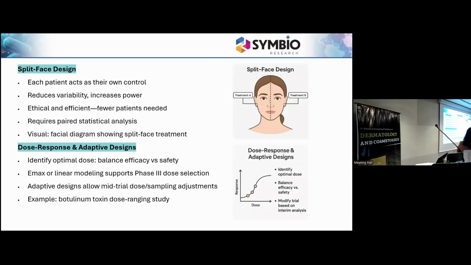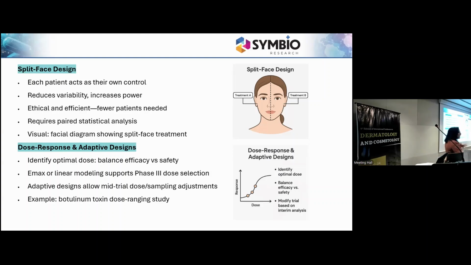So we will speak a little bit about different types of designs of experiments. The first one, as I said, is the split phase design. Each patient acts as their own control, which reduces variability and increases power. It is ethical and efficient because fewer subjects are treated with the investigational medicinal product. It requires paired statistical analysis, of course.